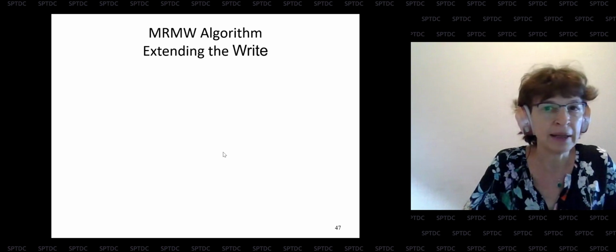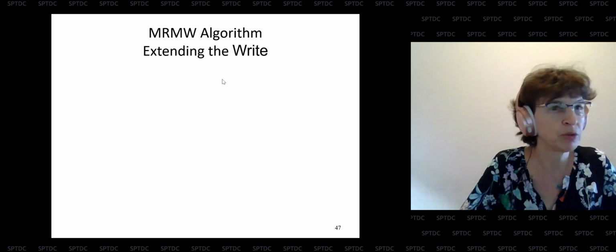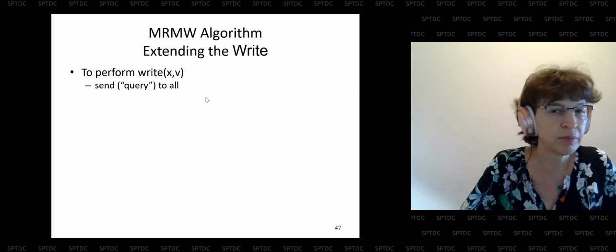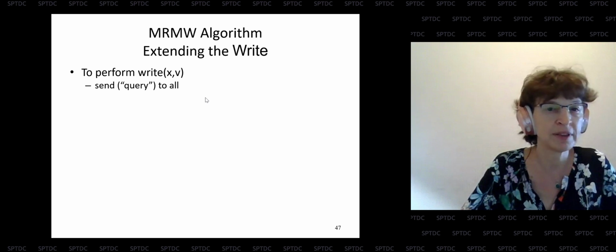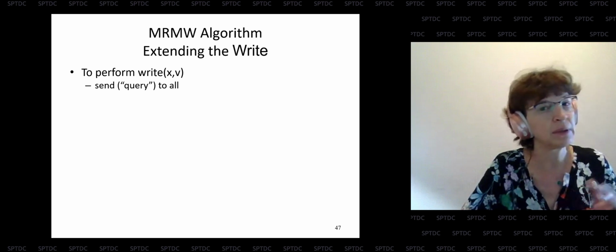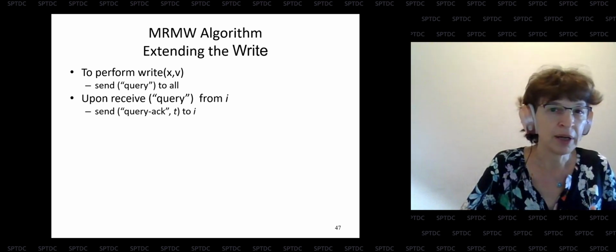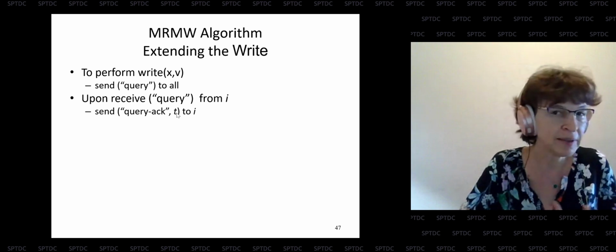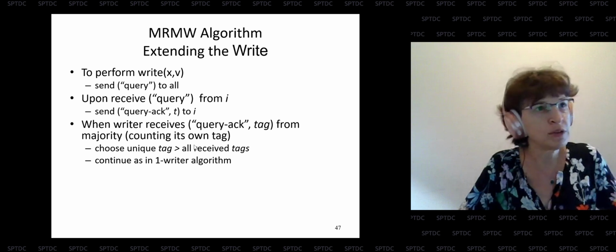Okay? And for this reason, to do multiple readers and multiple writers, we have to extend the write. So the write now looks like this. Before we start writing, we do a query, which is basically a read. It's exactly the same as a read. We send a read to everybody. We wait, as you can guess, for a majority. Everybody that receives the query answers only with their tag in this case and not with the value. We wait for a majority.